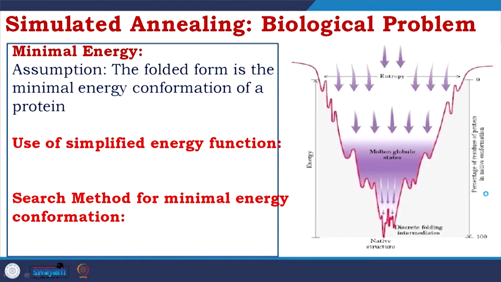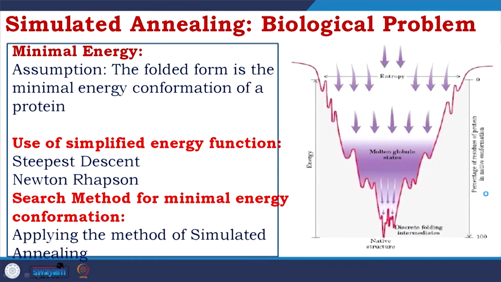We use a simplified energy function and a search method for minimal energy conformation. Simplified energy functions, which are easy and less computer intensive, are steepest descent and Newton Raphson, and the search method for minimal energy conformation is applying the method of simulated annealing. But what exactly is happening? I always try to give an example.